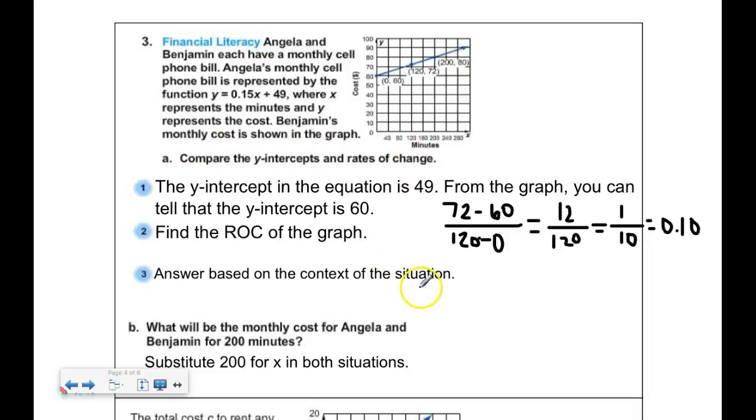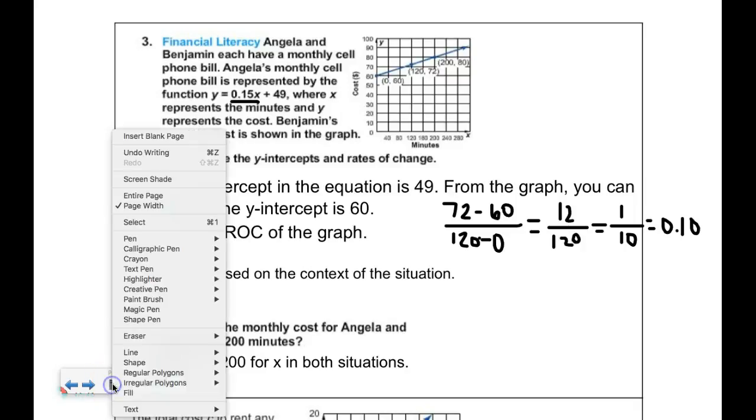Based on the context of the situation, this is the minute charge, like how much it costs per minute. This is going to be the monthly charge, the monthly fee, no matter what. So 60 is the monthly fee of Benjamin's, 49 is the monthly fee of Angela's. So Angela's paying $49 plus 15 cents a minute. Benjamin is paying $60 plus 10 cents per minute. Does that make sense? I hope it does.